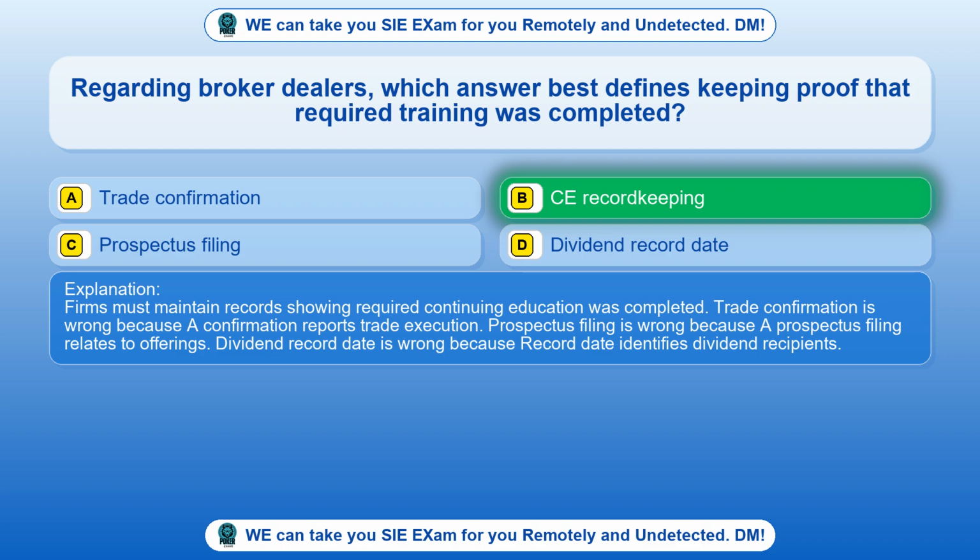Trade confirmation is wrong because a confirmation reports trade execution. Prospectus filing is wrong because a prospectus filing relates to offerings. Dividend record date is wrong because record date identifies dividend recipients.